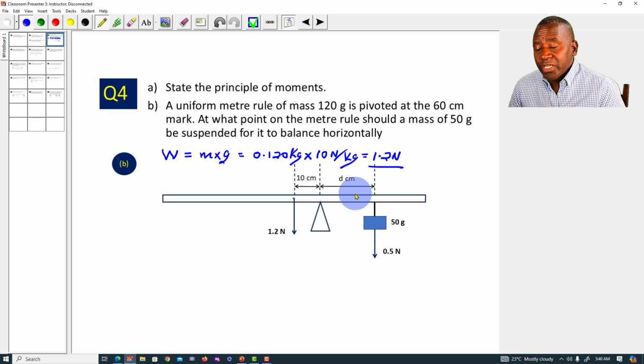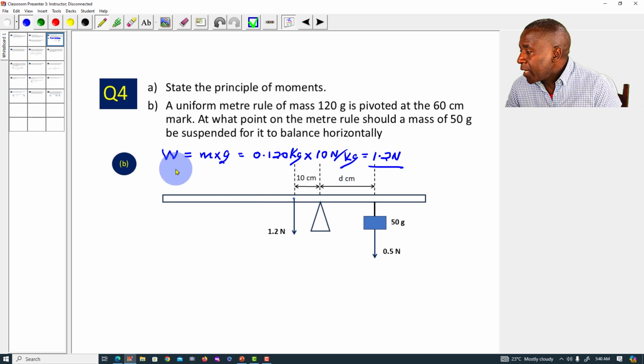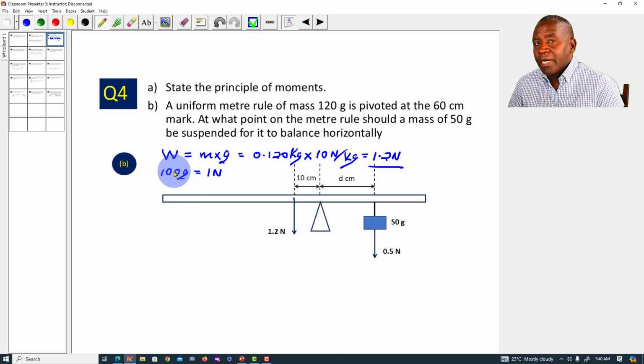The other method that you can use, I'm going through this because this kind of method is repeated in this question over and over again, is just to remember that 100 grams is the same as 1 Newton. A mass of 100 grams has a weight of 1 Newton. So that again is a conversion unit that you can be able to use. And that is how I got 1.2 Newtons as the weight of that meter rule. Remember, it is acting at the 50 centimeter mark.